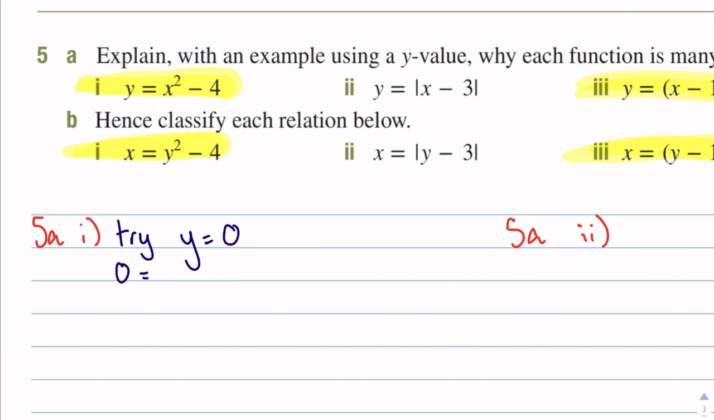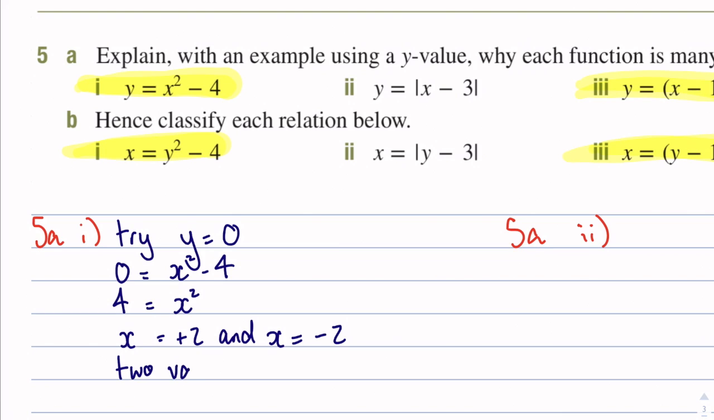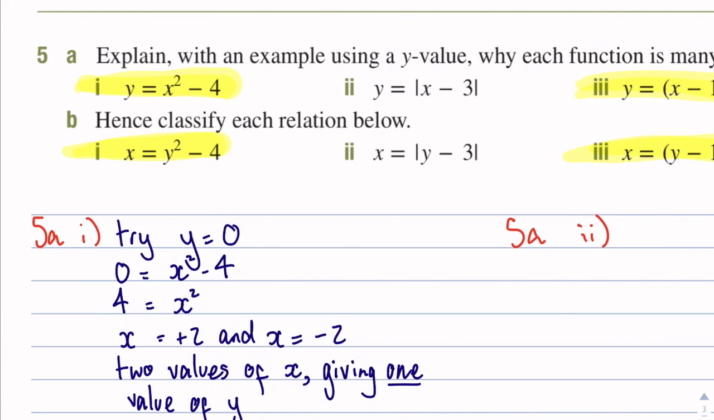So if we have 0, we have x squared take 4 equals 0, which means positive 4 equals x squared, which means x equals positive 2 and x equals minus 2. So we have two values of x giving one value of y. Yeah? So if x equals 2, 2 squared take 4 is 0. If x equals minus 2, negative 2 squared take 4 is 0. Therefore, it's many to one.